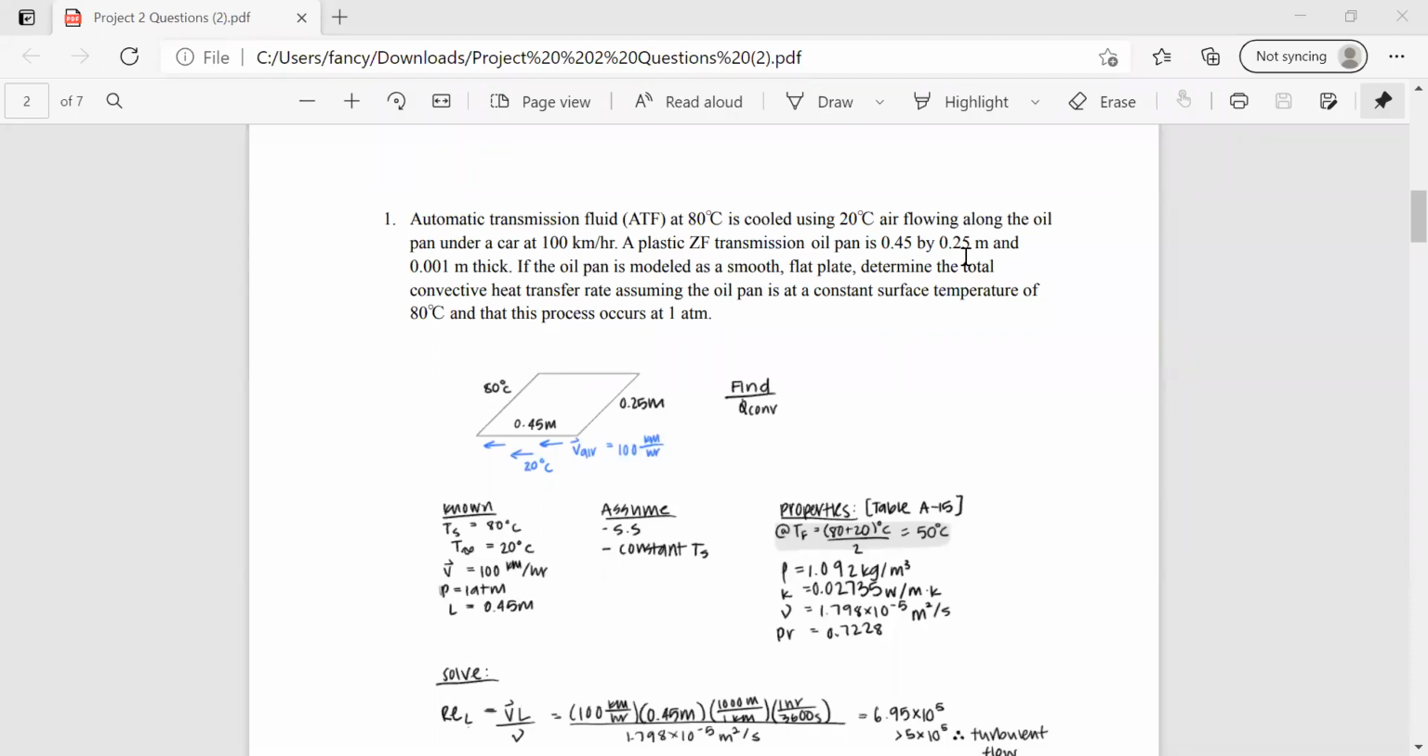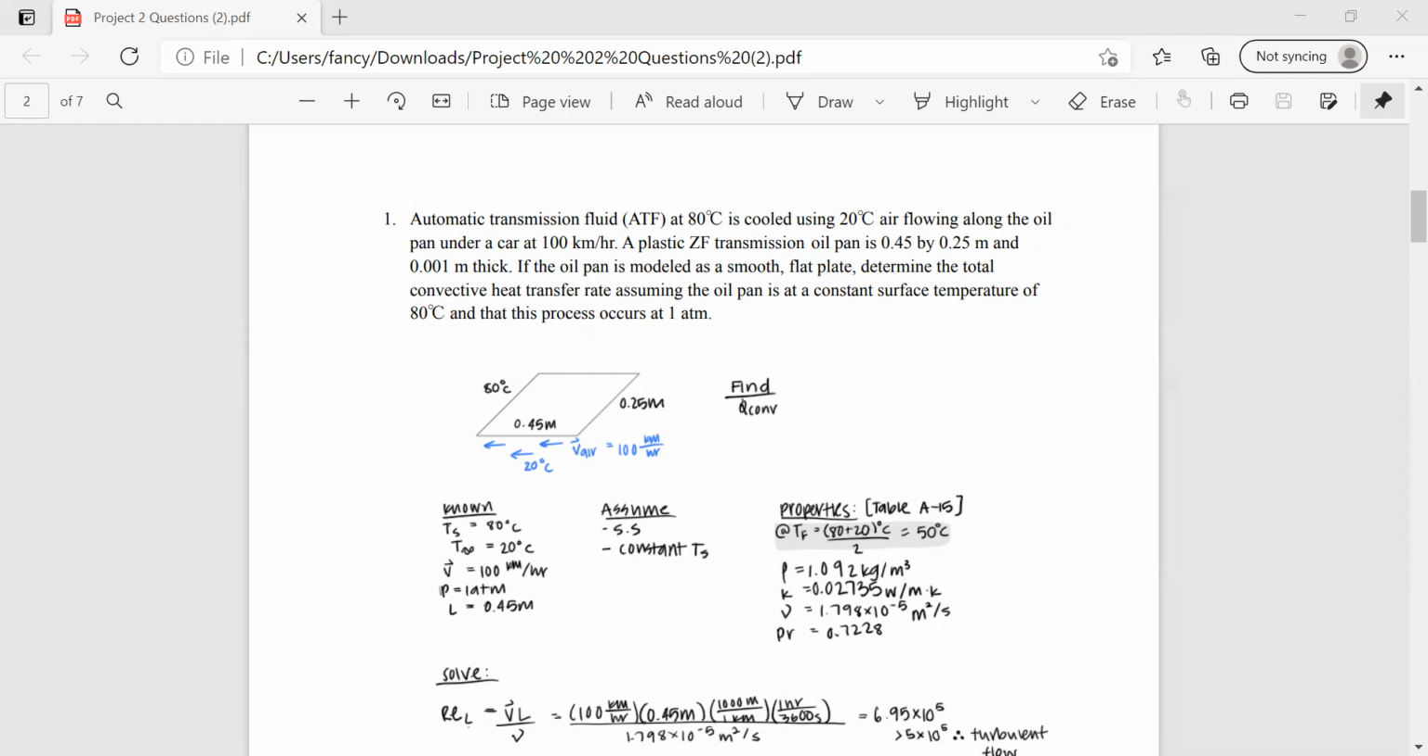Okay, for this first question, there is automatic transmission fluid located inside of an oil pan underneath a car, and the fluid is cooled using 100 kilometer per hour air flowing underneath of it. And you're asked to find the convective heat transfer coefficient or convective heat transfer rate from the surface of the pan to the surroundings. You can assume that this process is steady state and that the temperature is constant on the surface.